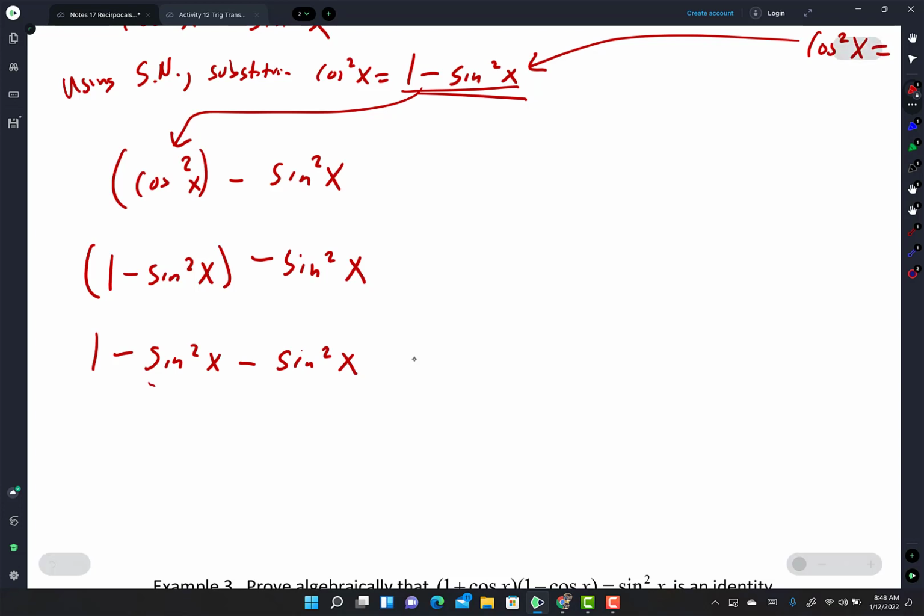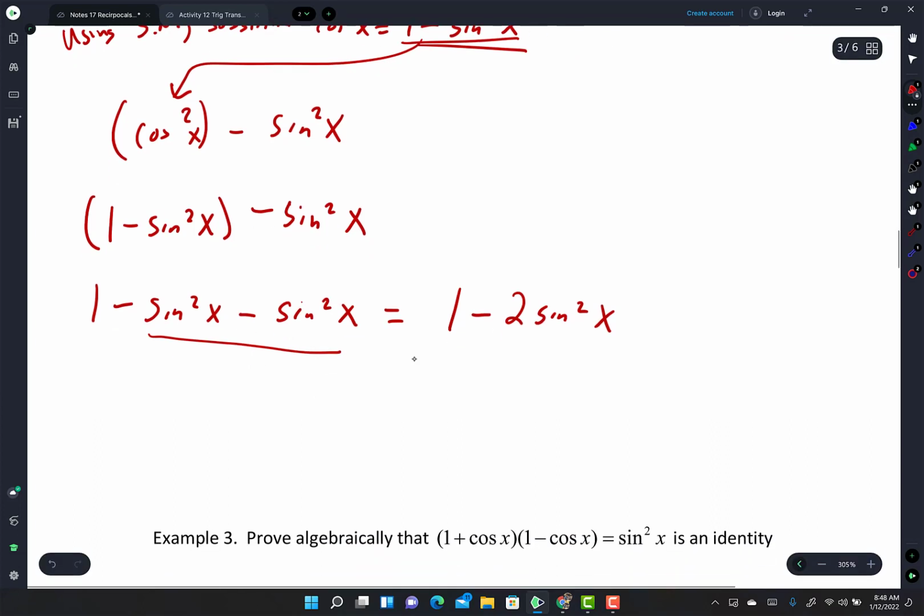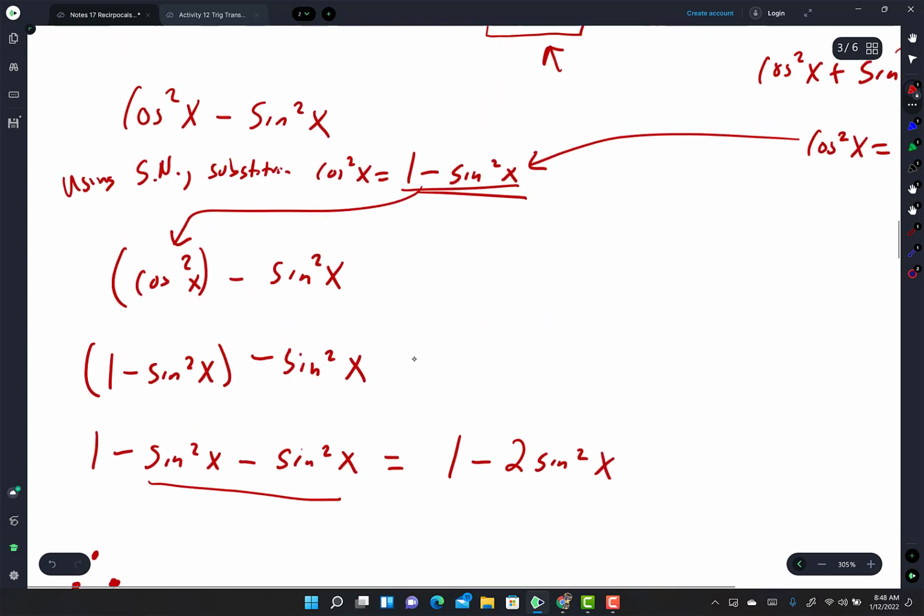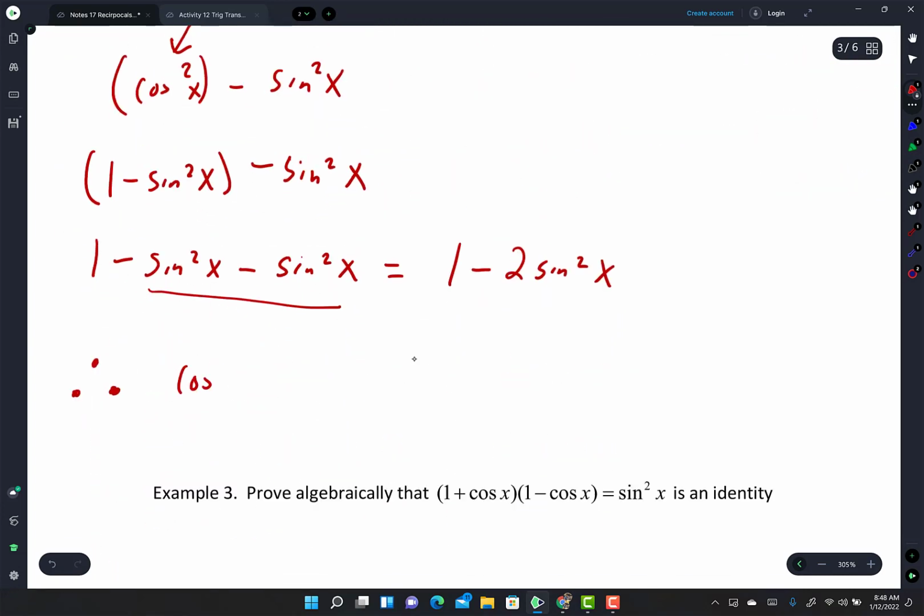And then how many sine squared x's do you guys see? So I'm going to write equals 1 minus 2 sine squared x. How do we feel? Is that what we were trying to prove? Yes. I'm going to do 3 little dots in the shape of a triangle, and I'm just going to write the very first statement. Cosine squared x minus sine squared x does in fact equal 1 minus 2 sine squared x. You only use the dots when we're trying to prove a statement, which is what we're trying to do.